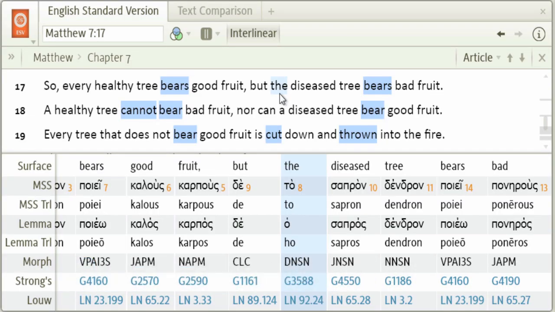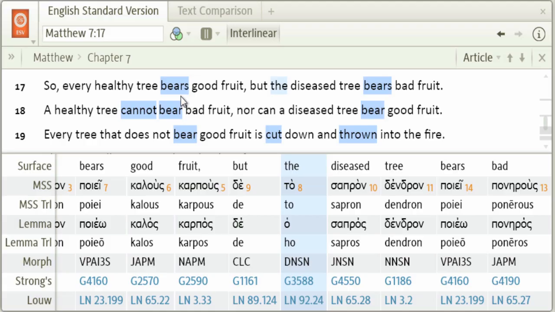The present indicative is used to express general or timeless truths. This is called a proverbial or gnomic present. Here in Matthew 7:17, we have two verbs highlighted for us because the underlying Greek verbs are in the present tense. And here in this context, Jesus is speaking a general or timeless truth.